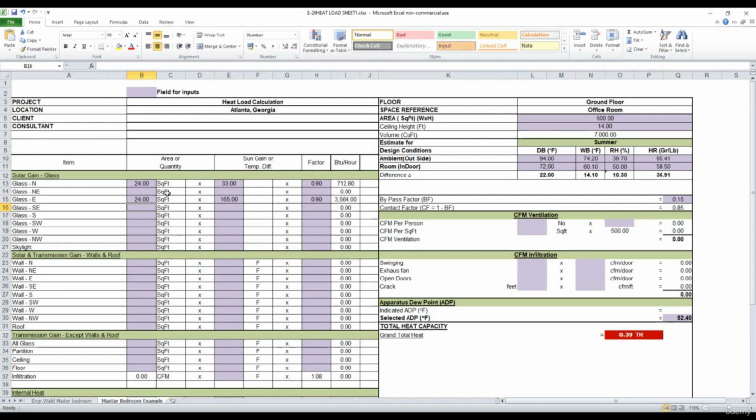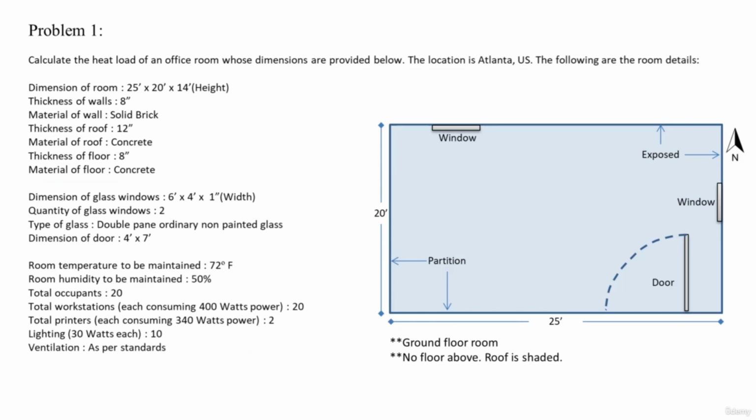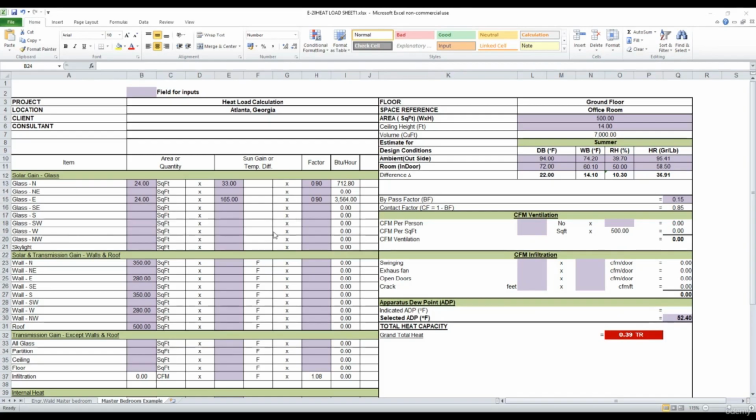Next, we are going to find out the transmission gain through walls and roof. First, let's refer to the problem and the layout diagram and fill in the total surface area of each wall and the roof. From the layout, we know the surface area of the north wall is 350 square feet and thus the south wall is the same, 350 square feet. The surface area of the east wall is 280 square feet and the west wall is the same, 280 square feet. Next, the roof is 500 square feet.